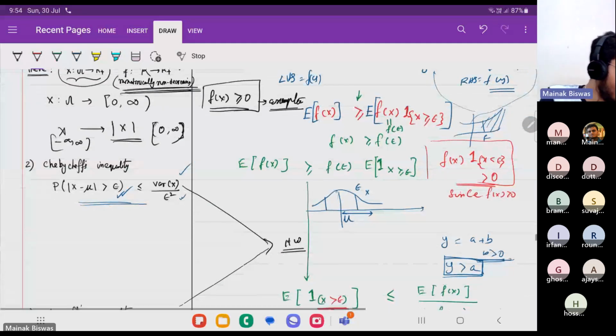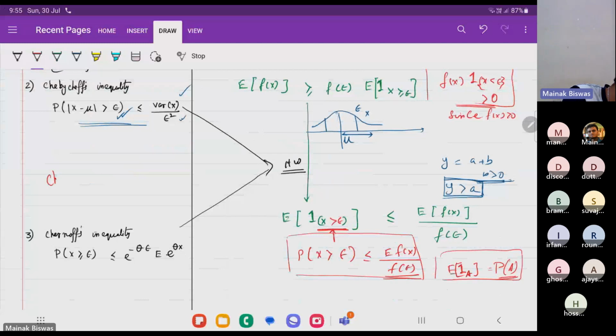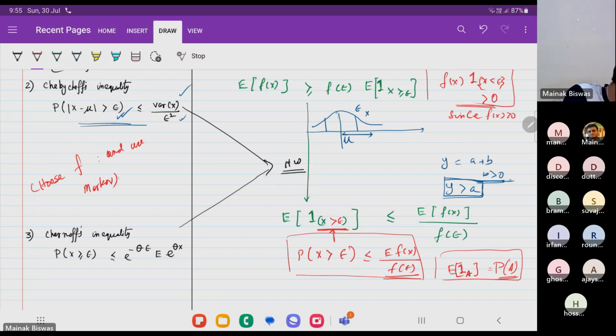So for Chebyshev's inequality and Chernoff's inequality, you just have to choose F. Your homework is to choose F accordingly. Choose F and use Markov. Then it will be proved.